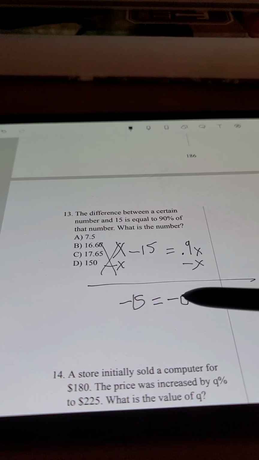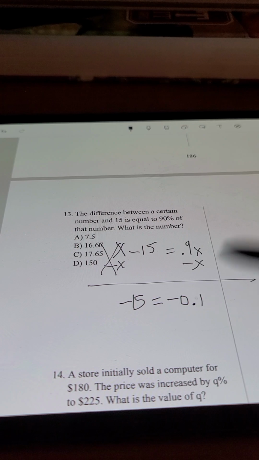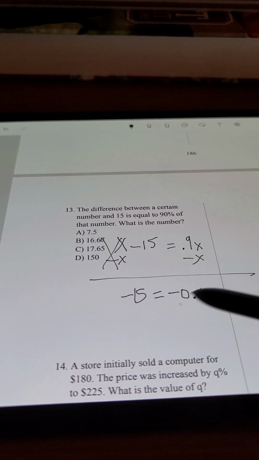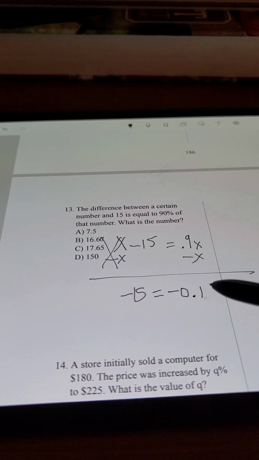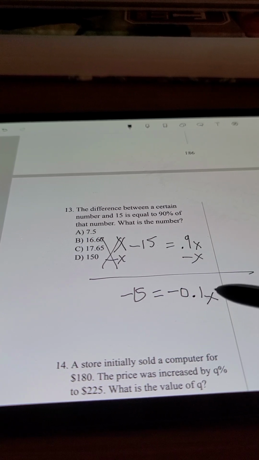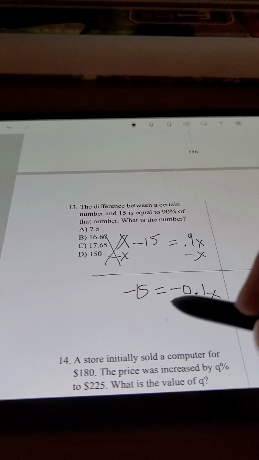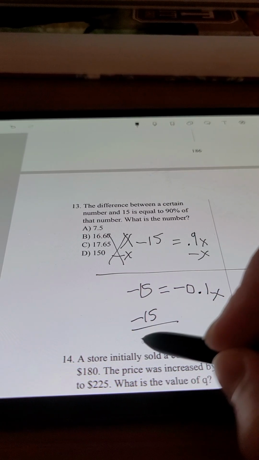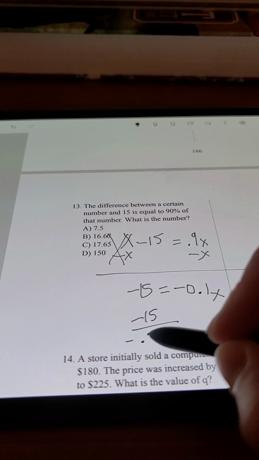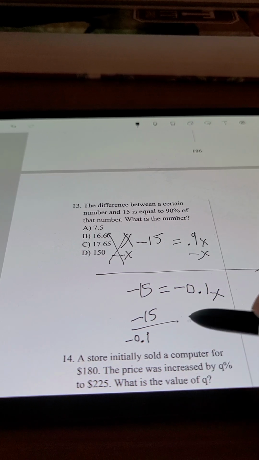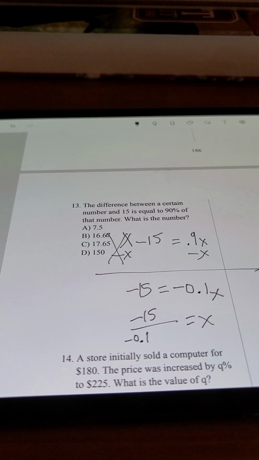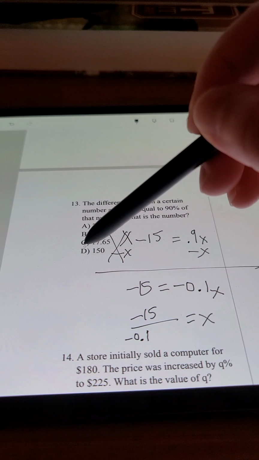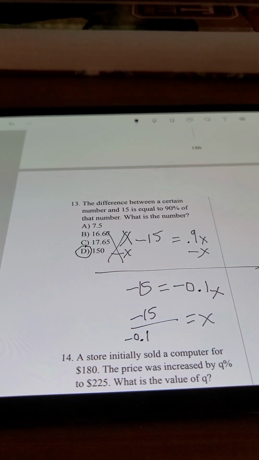I'm going to write it as negative 0.1 just so people don't mistake it as a 1 by accident and by not seeing the decimal. So negative 0.1 times x. So now to get x by itself, I have to divide by negative 0.1 on each side. So I have negative 15 over negative 0.1 is equal to x. And then that'll give me my answer. So the answer is 150, which is just D.